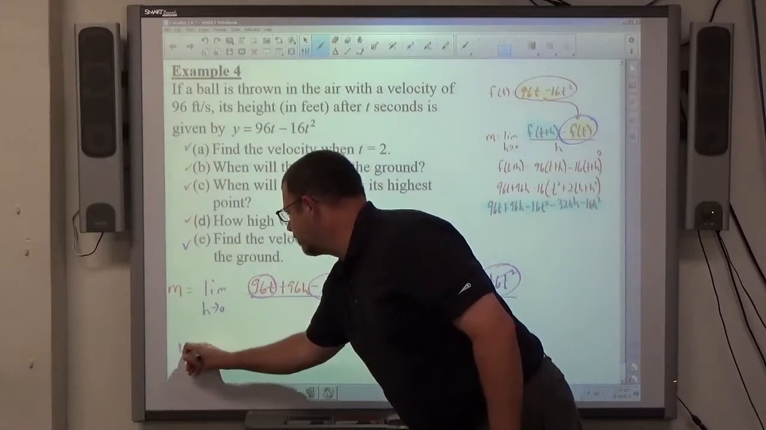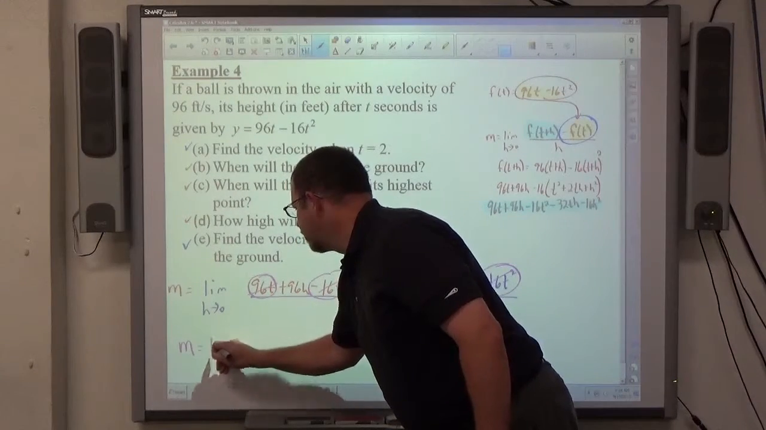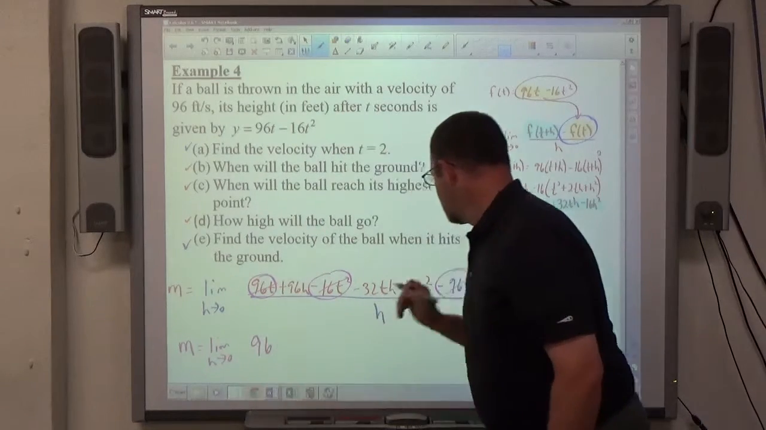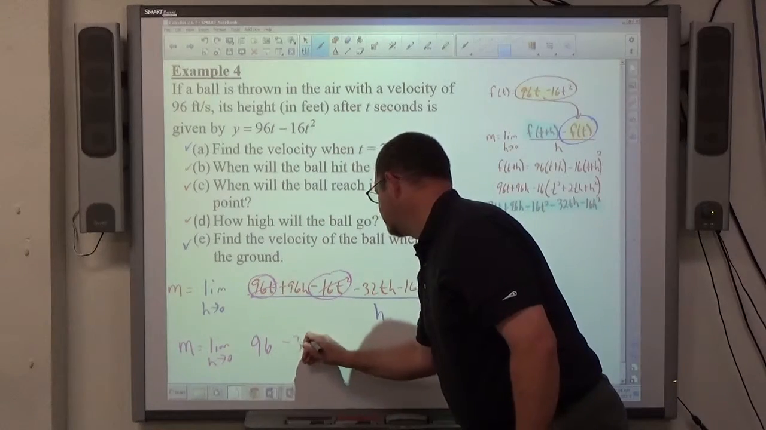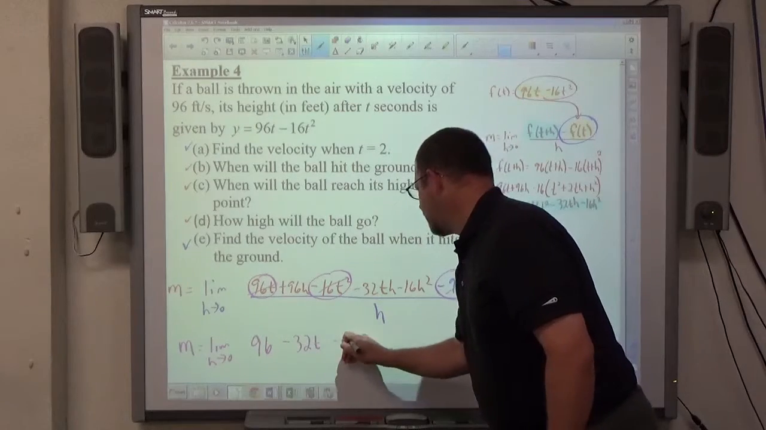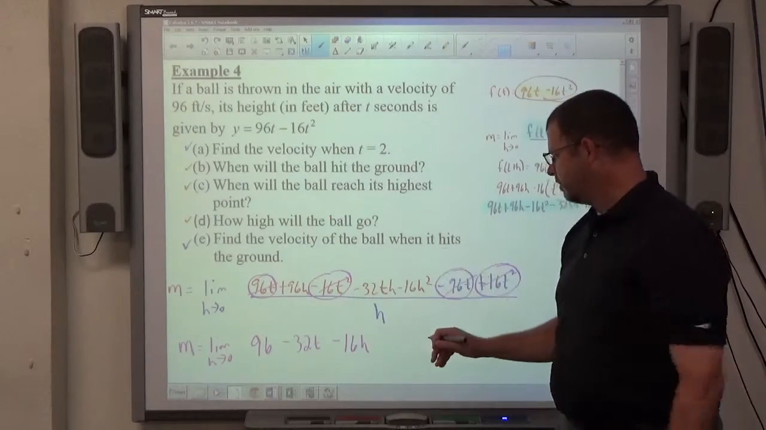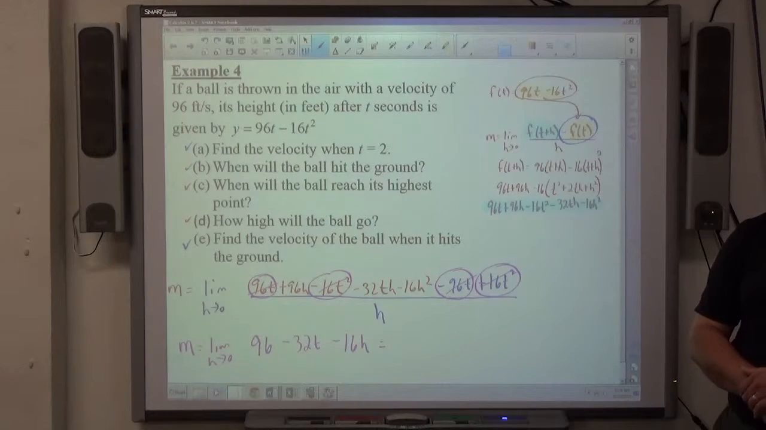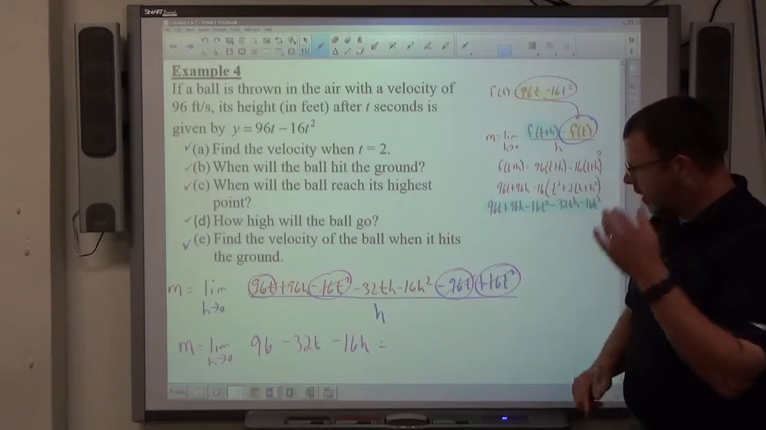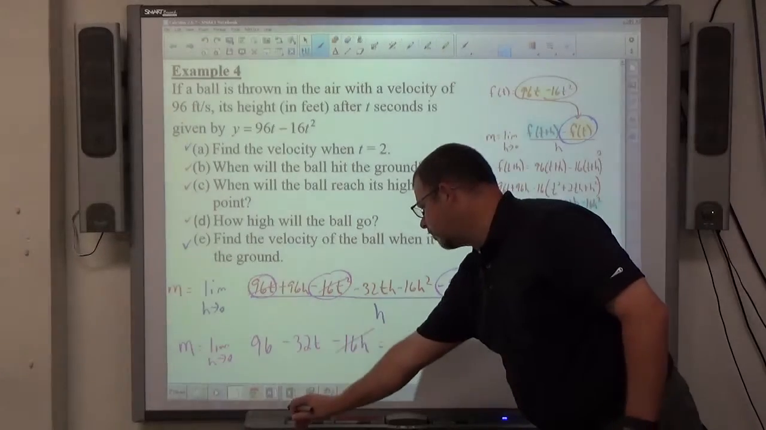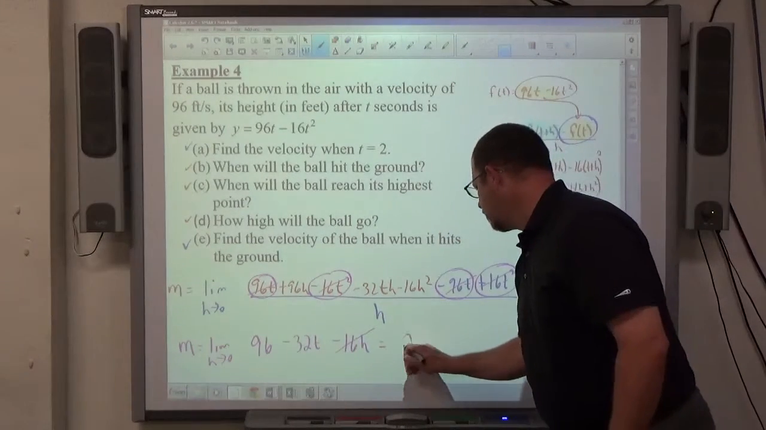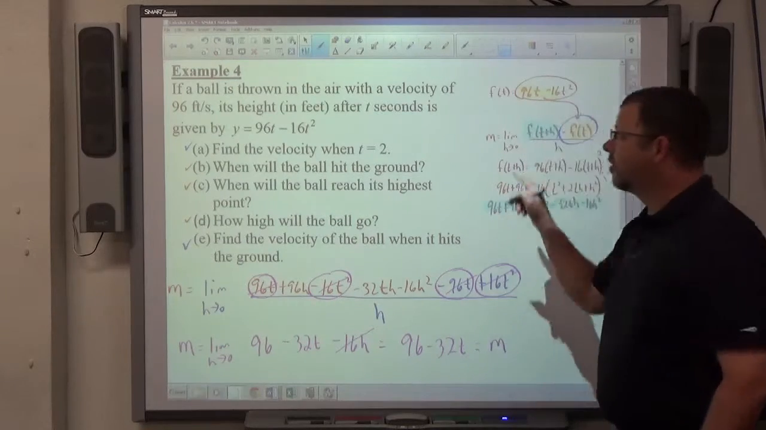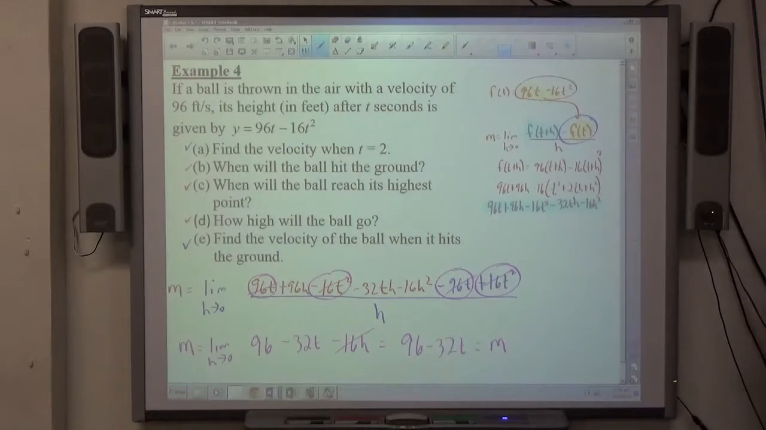So the slope becomes limit as h is approaching 0 of 96 minus 32t minus 16h all over 1. At this point, since it's over 1, if I substitute in 0, I don't have division by 0 anymore. So substituting in 0, all that does is make this term become 0. All the other terms don't have h's. So 96 minus 32t is the slope of this position function.